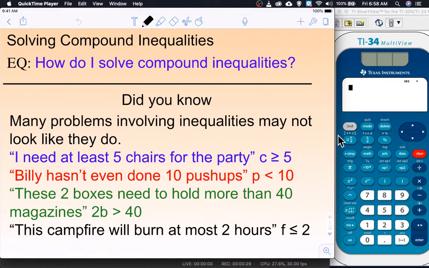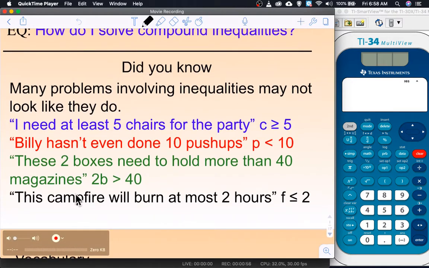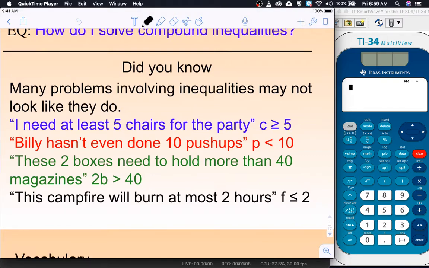Did you know that many problems involving inequalities may not look like they do? Like, I need at least 5 chairs for a party. Well, chairs would be greater than or equal to 5. Billy hasn't even done 10 push-ups. So, the number of push-ups is less than 10. These 2 boxes need to hold more than 40 magazines. So, 2 boxes should be greater than 40. This campfire will burn at most 2 hours. The fire will be less than or equal to 2. So it doesn't always have to sound like and have the words greater than and less than to make it an inequality.